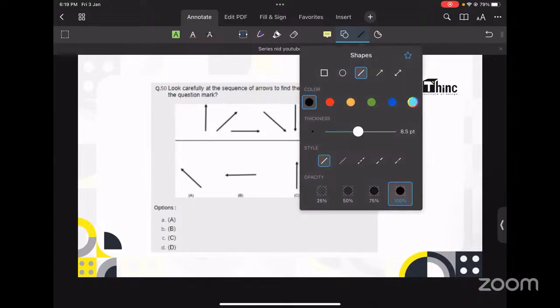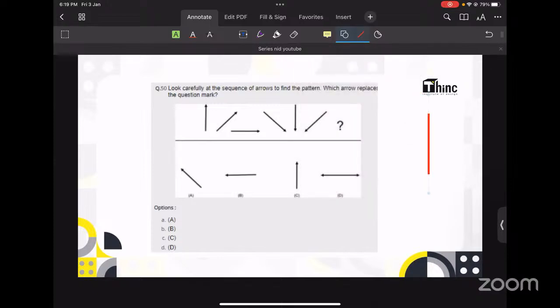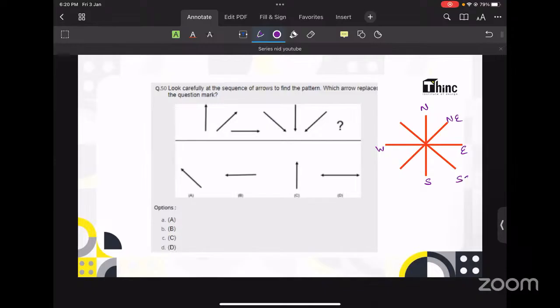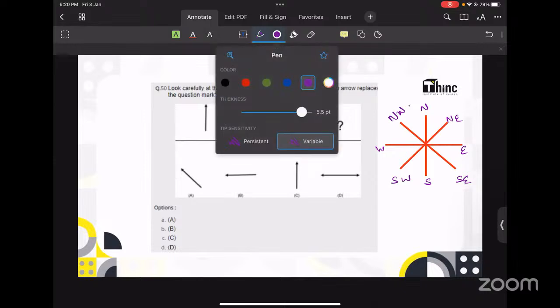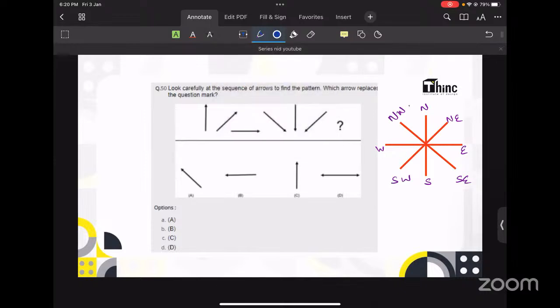Okay, fine. I have a straight line over here, and another straight line. Maybe without markings you may not have an idea, so this is north, south, east, west. This is northeast, this is southeast, this is southwest, this is northwest. In these kinds of series questions, directions play a crucial role. I introduced this question simply to bring in these directions.